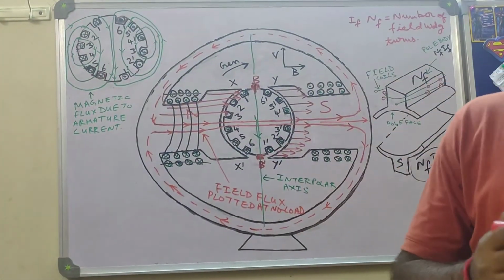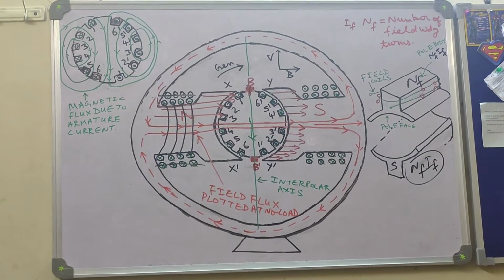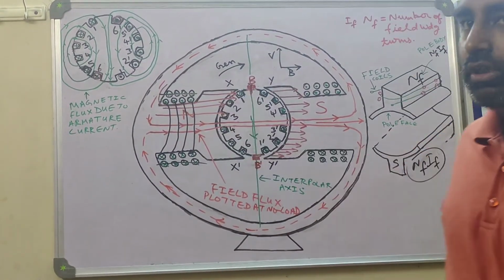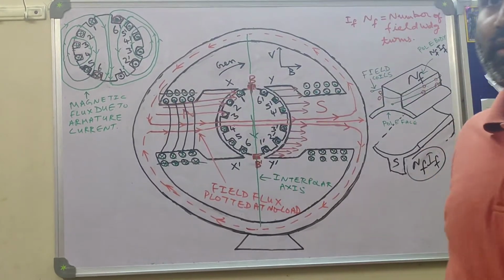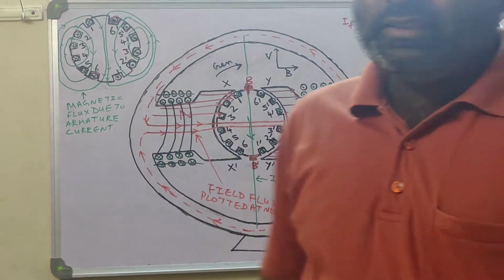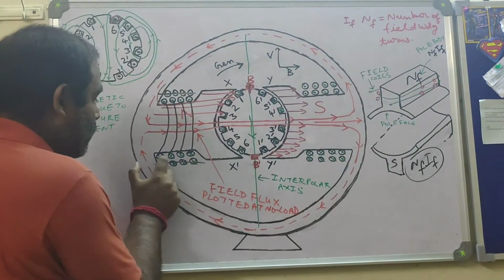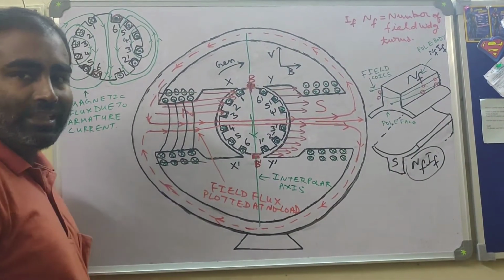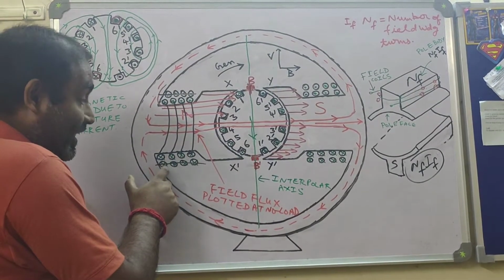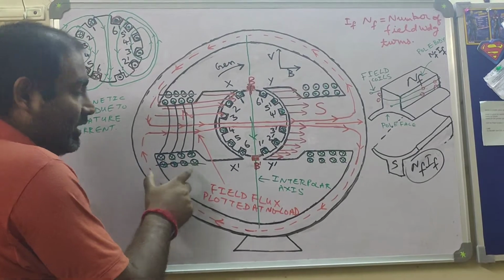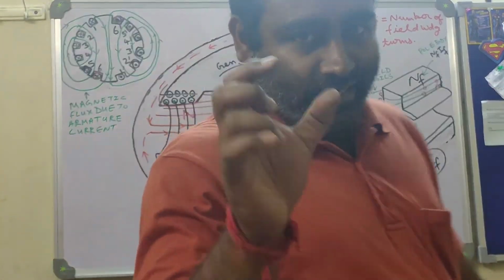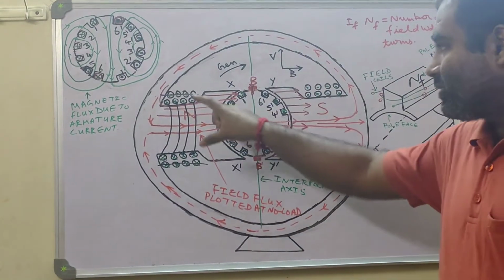8 turns. So if NF is 8, in my first layer, what is the number of turns? NF by 2. In my second layer, what is the number of turns? Another NF by 2. What about the number of conductors? What is the number of conductors here? 1, 2, 3, 4. That means NF by 2. Over here, what is the number of conductors in the second layer? Only second layer. 1, 2, 3, 4. That means another NF by 2. Isn't it? So please do take care of this explanation.